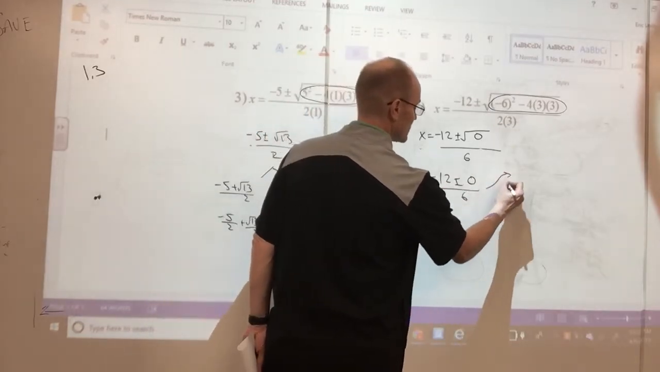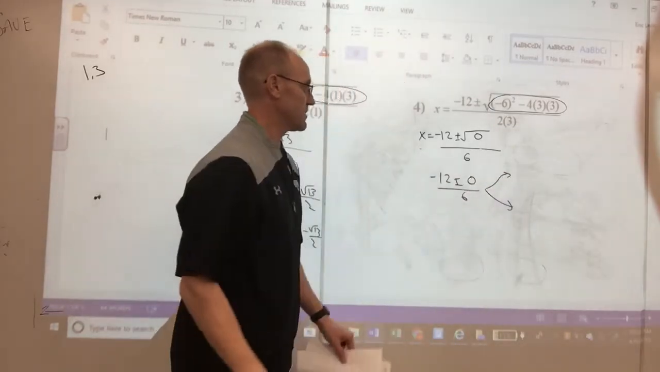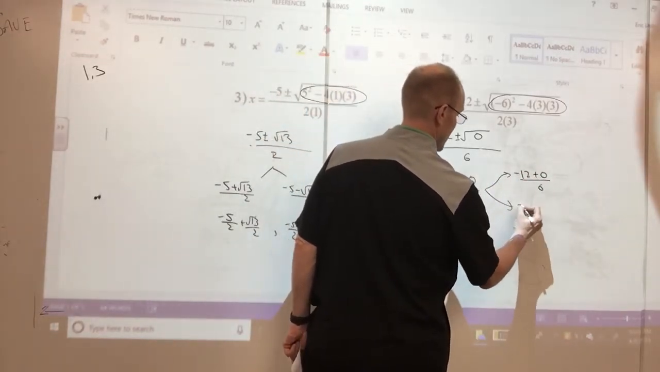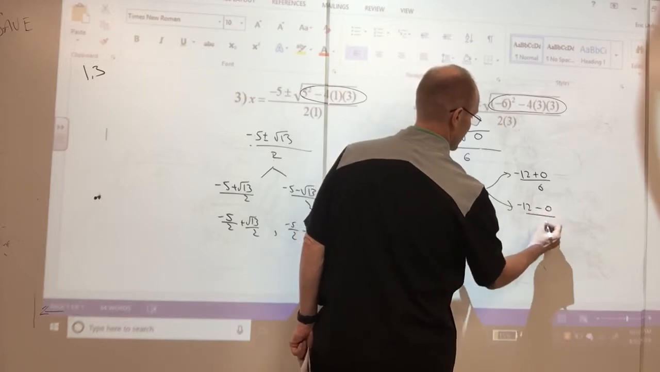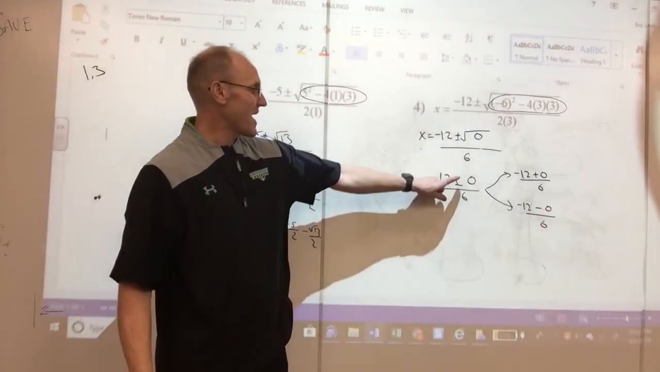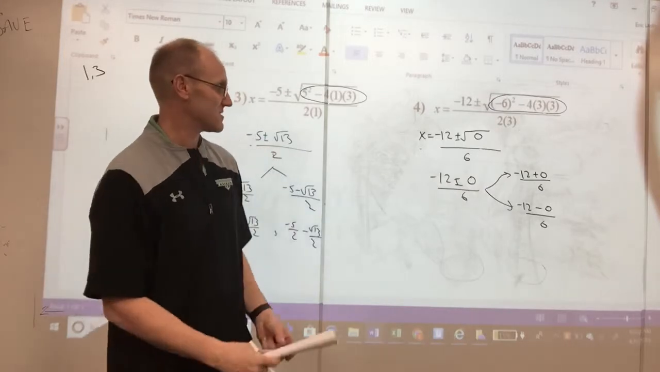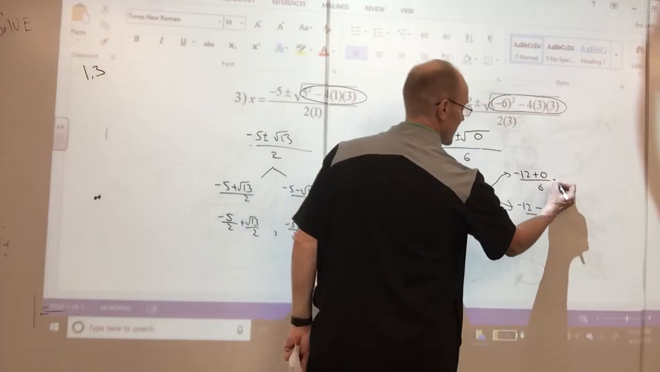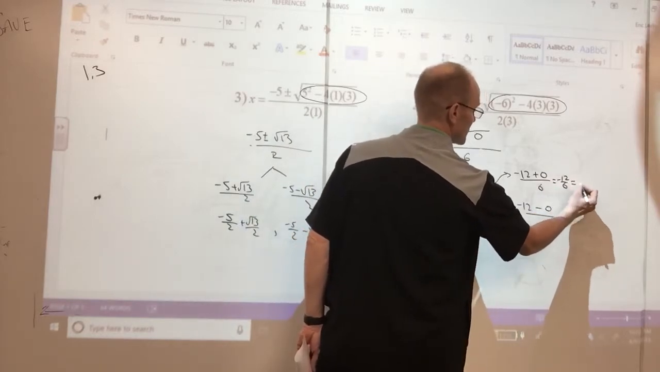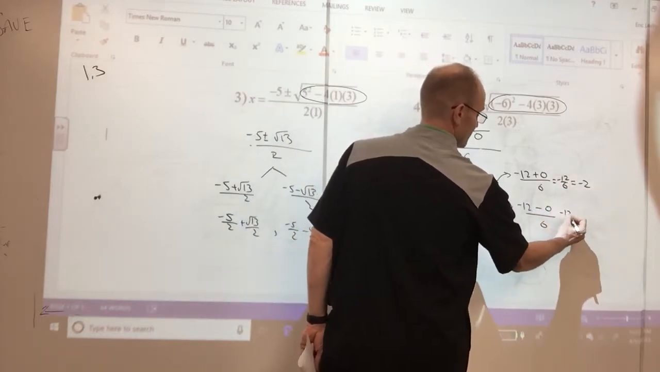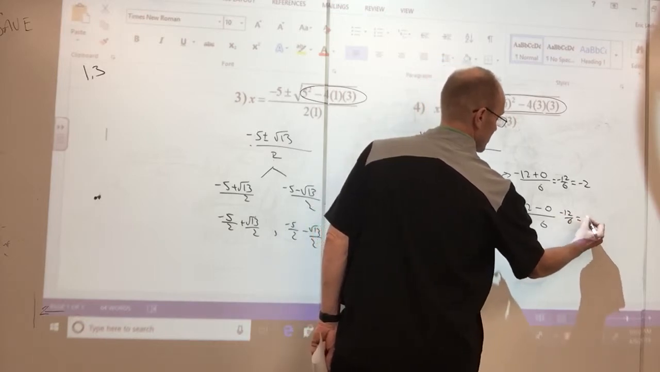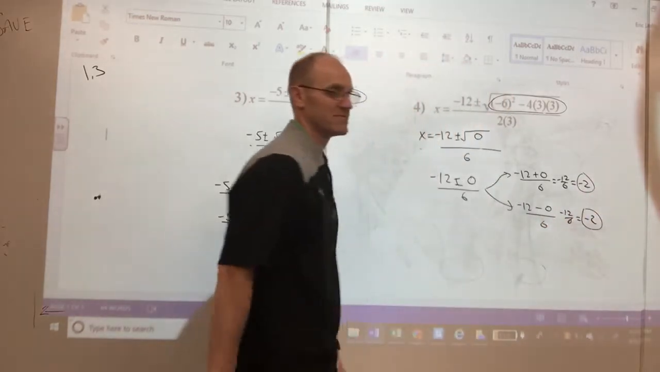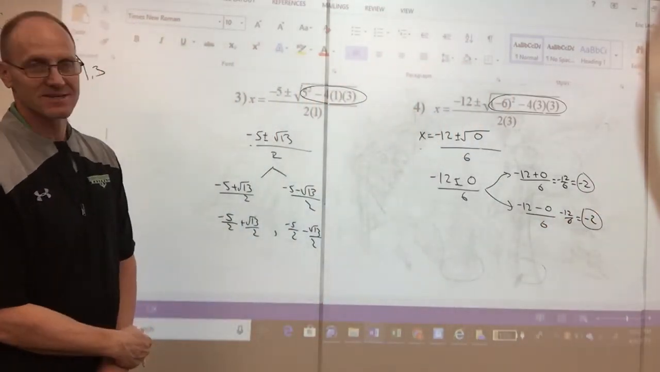If you'd like, now you could split this up into -12 plus 0 over 6 and -12 minus 0 over 6. Now, here's why I say you could. Whether you add 0 or subtract 0, it doesn't matter. You'll get the same thing. You're just going to get -12. So in the end, you get -12 over 6, which is -2. And this would be the same. So you'll notice, in this case, you actually get just one solution of -2. And that one actually simplifies out.